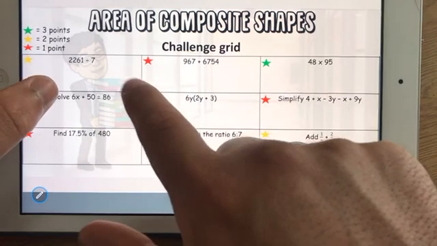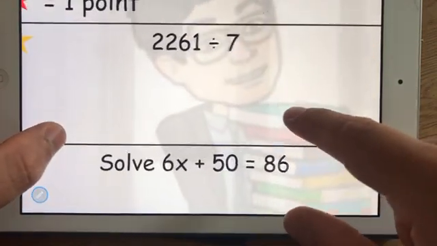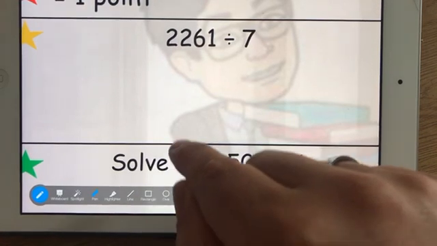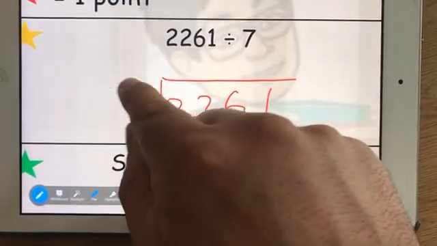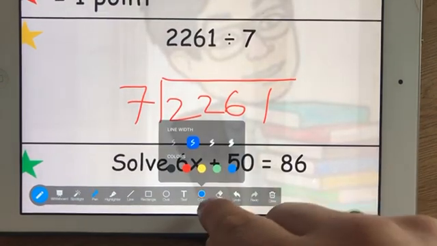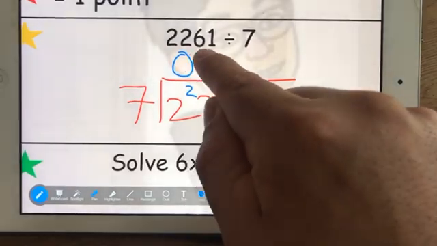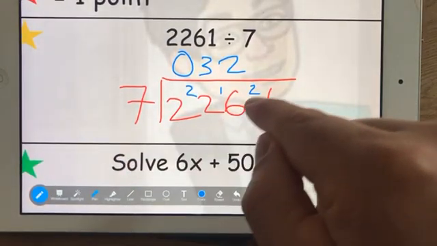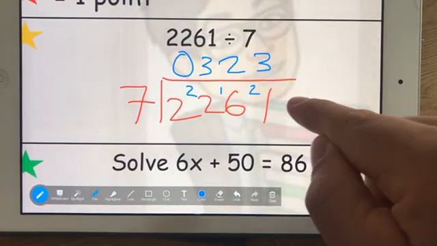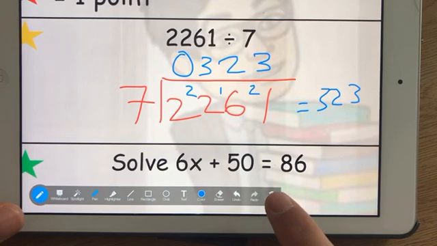Right then guys, so very quickly I'm going to go through each of these. Okay, first one, I've got a 2-pointer, a bit of dividing, exactly the same as you would normally. 2261 divided by 7. I'm going to put that in a different colour. 7 doesn't go into 2. 7 goes into 22 3 times, remainder 1. 7 goes into 16 twice, remainder 2. 7 goes into 21 3 times. So my answer is 323. Really easy start, 2 points.